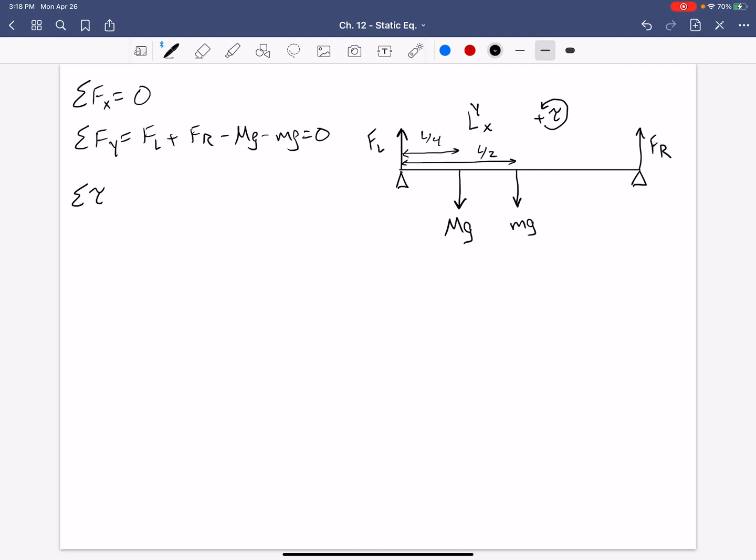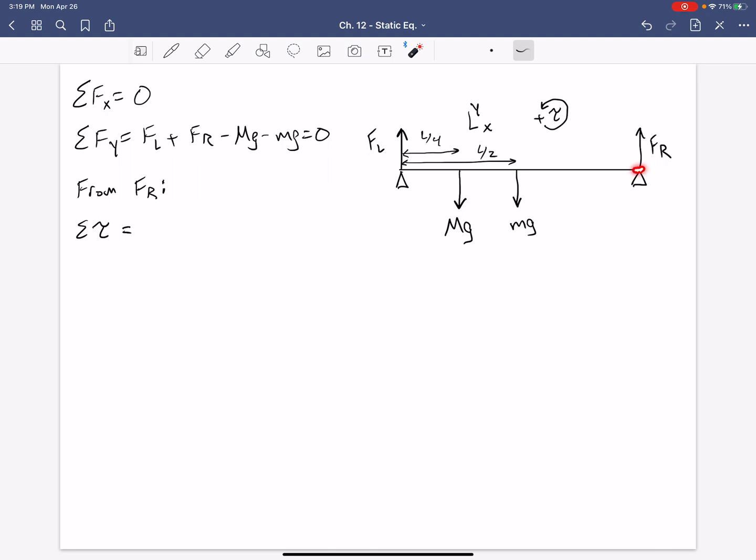So sigma tau, actually let me do this from FR, okay? See what we get, sigma tau. All right, so now keep in mind that torque is R cross F, right? It so happens that in this problem, all of the forces will be perpendicular to R, okay? And that's kind of on purpose in this case. In other words, the beam is always horizontal and the forces are always vertical, okay?